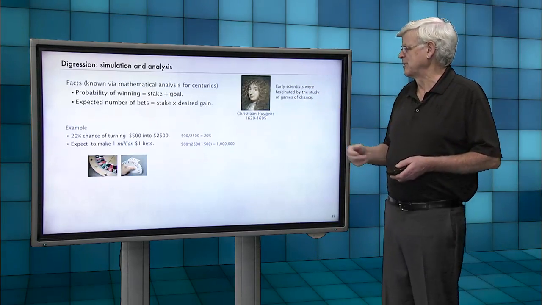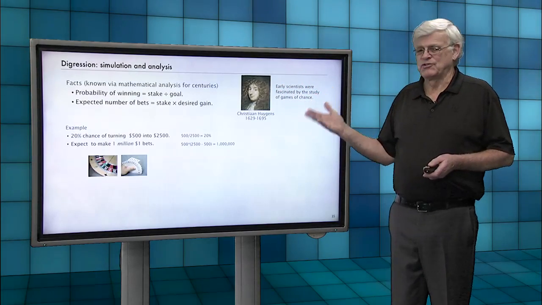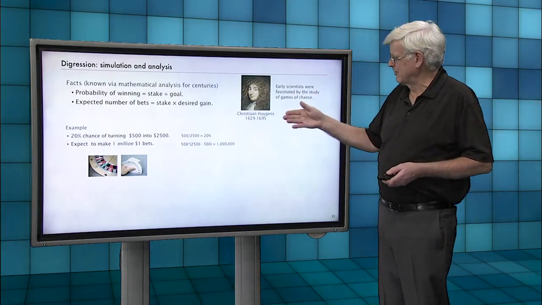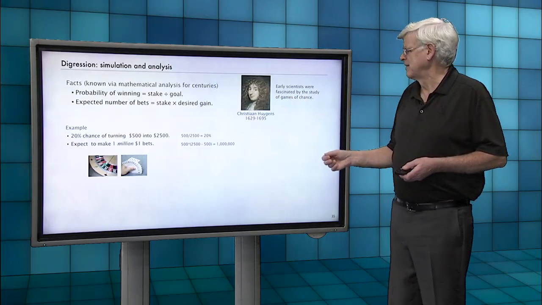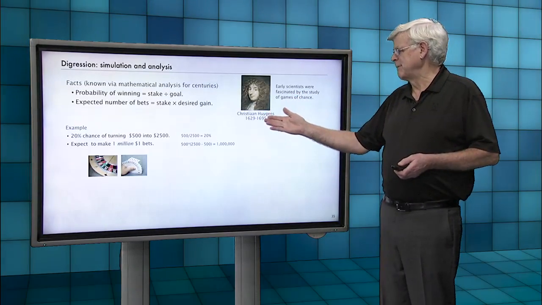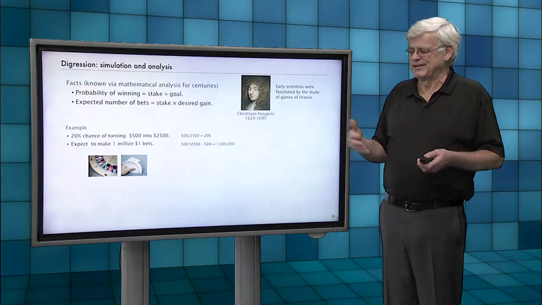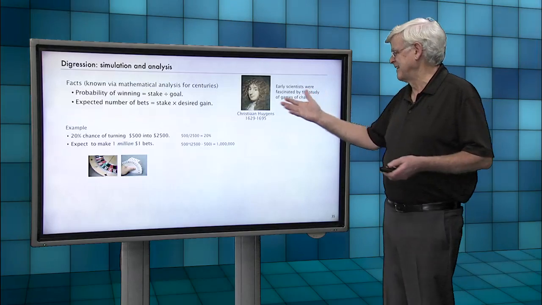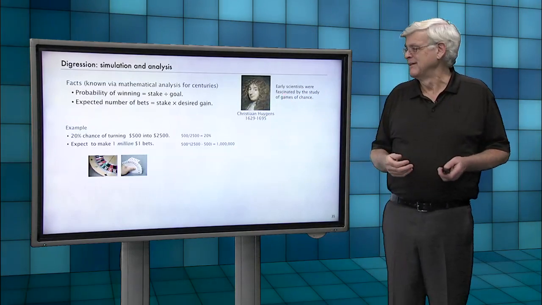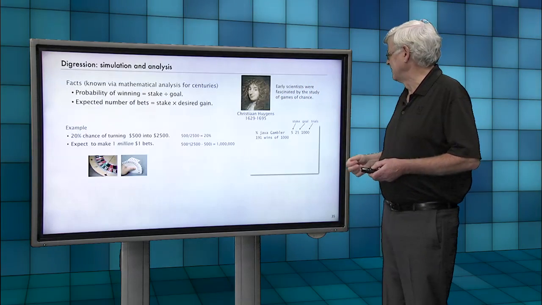So let's look at some examples. So this is what the math says. You have a 20% chance of turning $500 into $2,500. That's 20%, but you're going to have to make $1 million $1 bets to do that. So you want to figure out how long it takes to make a bet, whether you get this done in a weekend, and you only have a 20% chance of winning. So you can adjust your stake and goal to try to figure out what goes on.